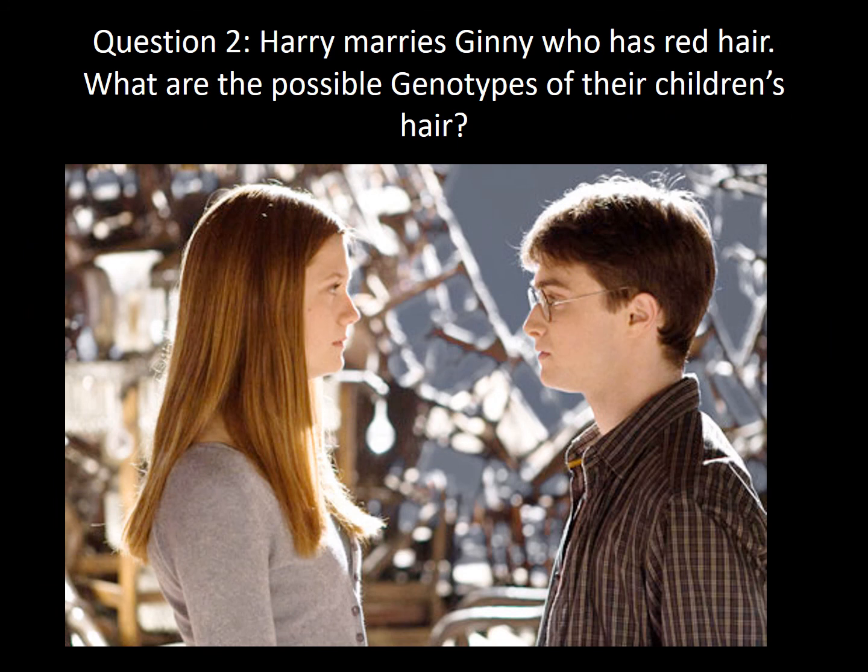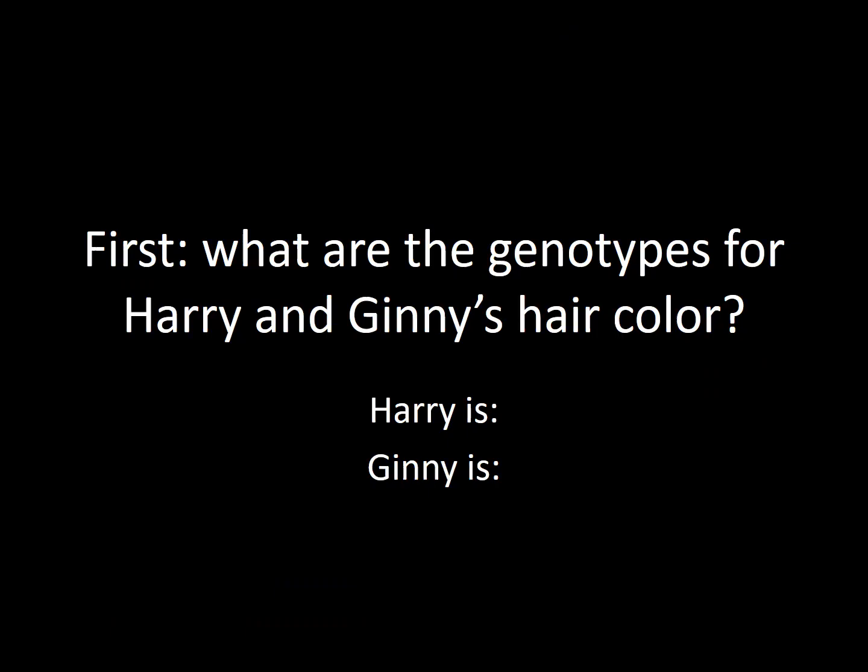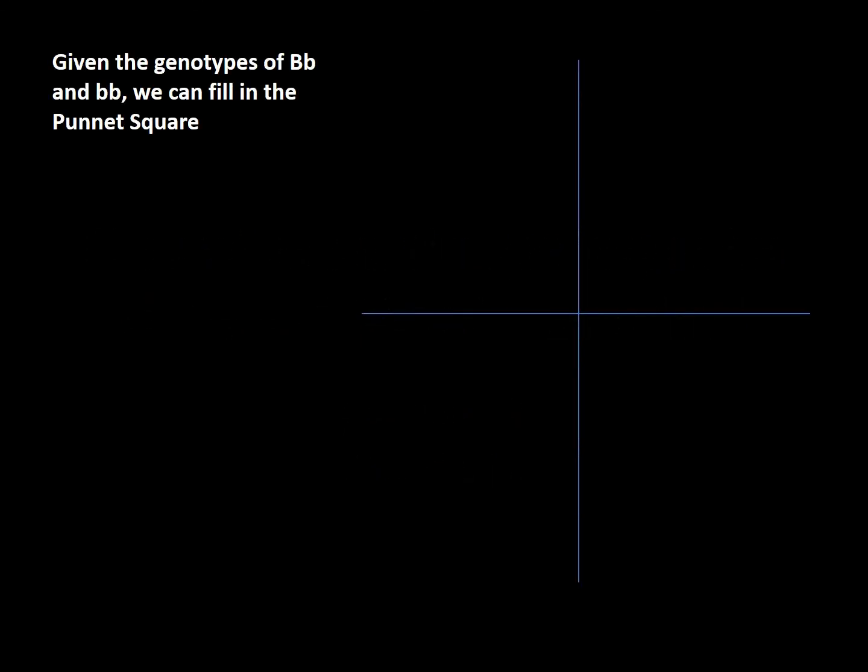So here's our second question. Harry marries Ginny, who has red hair. What are the possible genotypes of the children's hair? Well, Harry is big B, little b, as we just discussed, and Ginny has red hair, so she's going to be little b, little b. So using this, we're going to figure out what the possibilities are. So Harry, big B, little b. We're going to put Ginny on the side, right here, and she's little b, little b.